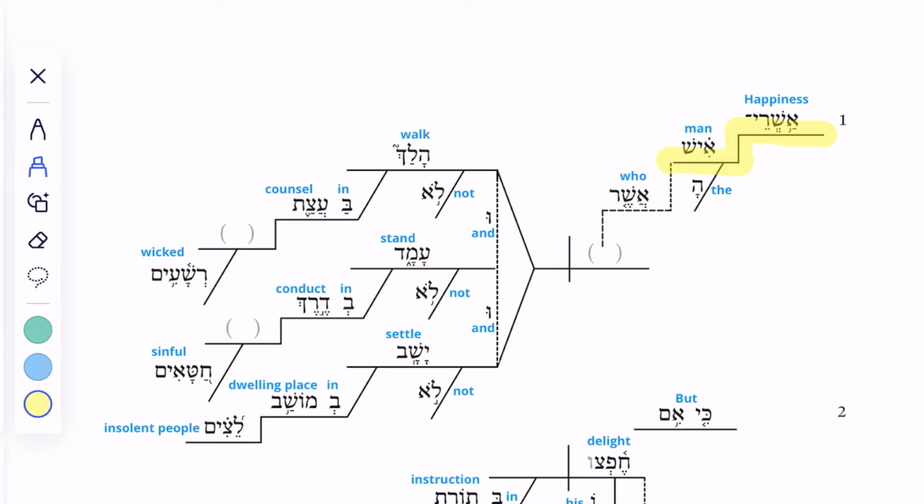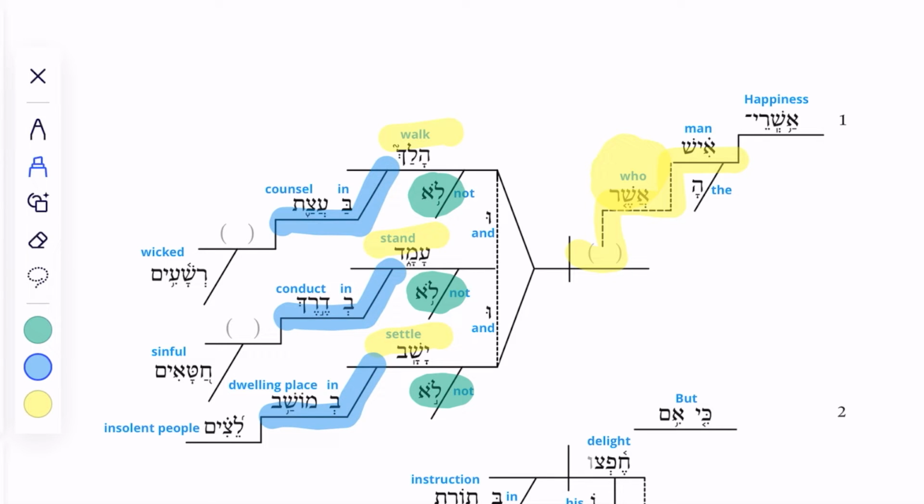In the rest of verse 1, the diagram here shows that there's a relative clause, the man who, which has three different predicates. It's the man who does not walk, does not stand, and does not settle. One thing that stands out is the similar structure for all these clauses. They're all negated, and they all have prepositional phrases modifying the verb, telling us the location for the action of the verb.